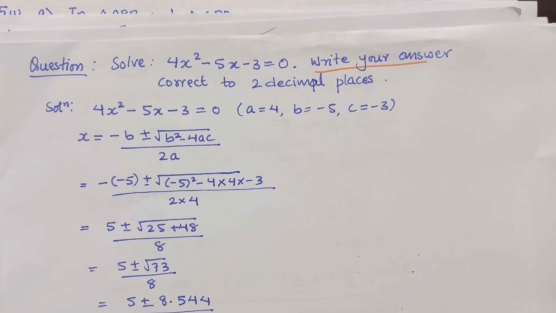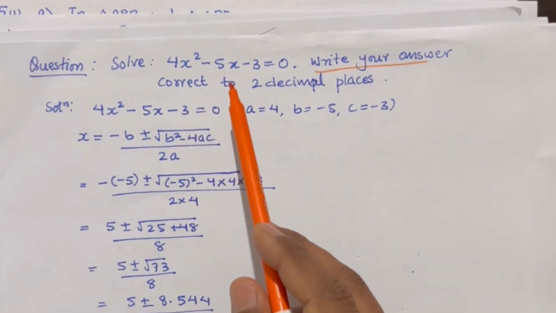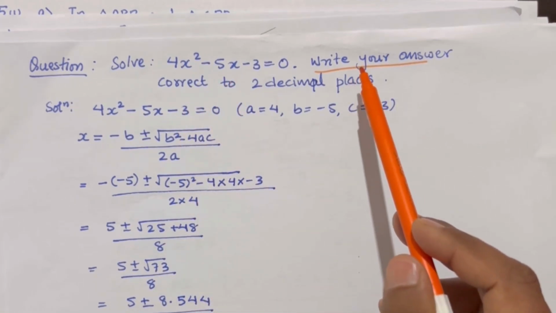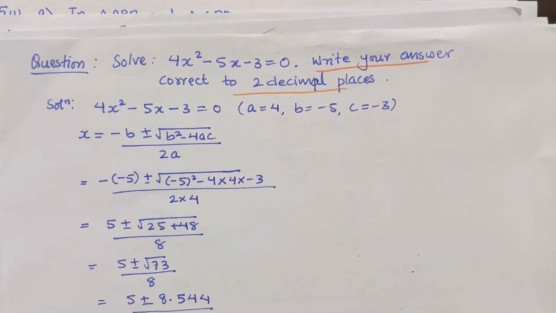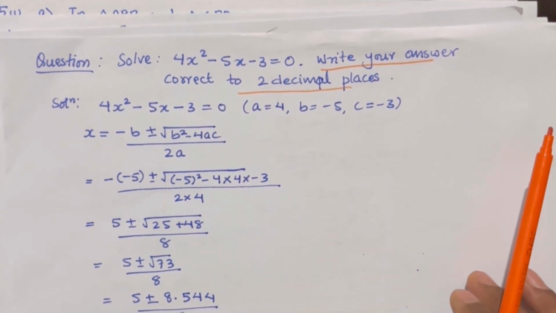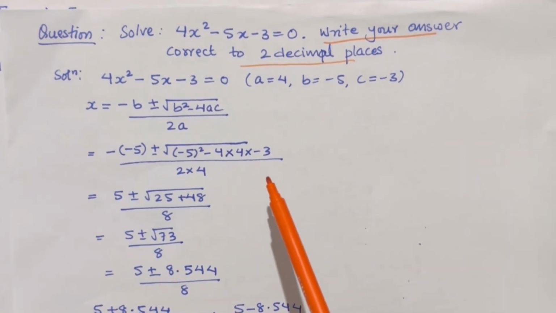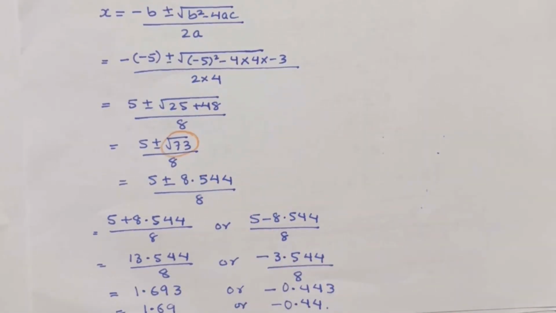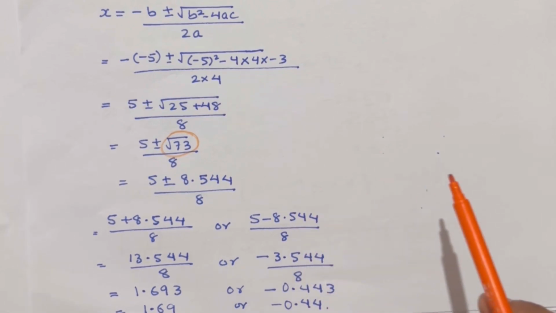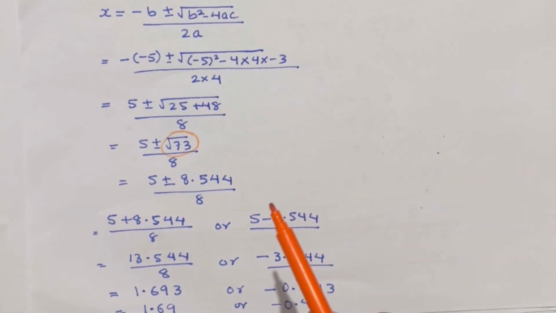Now a question from quadratic equation. Here you have to solve this quadratic equation, and the important part is to write your answer correct to 2 decimal places. Okay, here you are going to solve this question like this. So when you get root over 73, you are provided with the square root table. So in the square root table, you have to include all the digits.